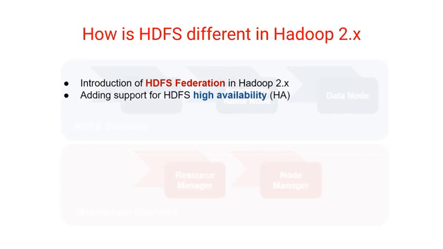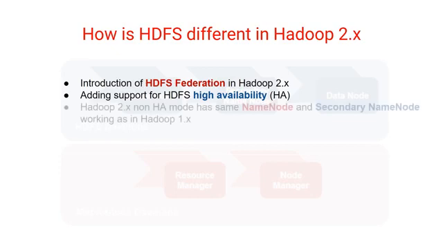Now, as you know, in Hadoop 1.x, the name node was a single point of failure, which means if your name node daemon is down somehow, you don't have access to your Hadoop cluster thereafter. Hadoop 2.x solves this problem by introducing high availability architecture. In Hadoop 2.x, the non-HA mode has the same name node and secondary name node working as in Hadoop 1.x.